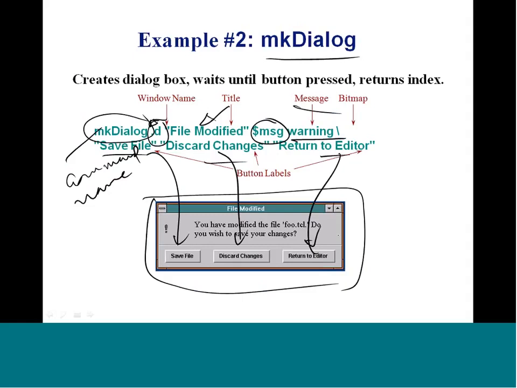So that was one quick example, and then the other example was the make dialog box, which is again specified as make dialog dot d, then file modified $message warning, and then we save file, discard changes, and return to it. So when this dialog box opens, you will see that there is some message here, and then it has these 3 buttons: save file, discard changes, and return to editor.